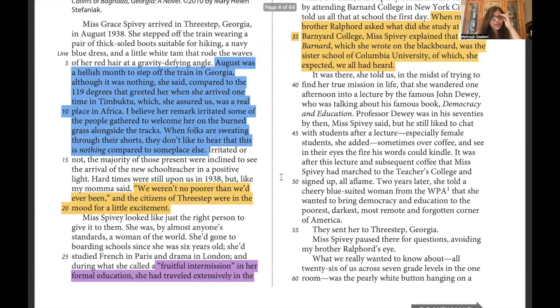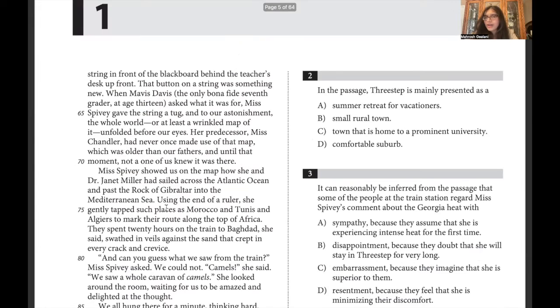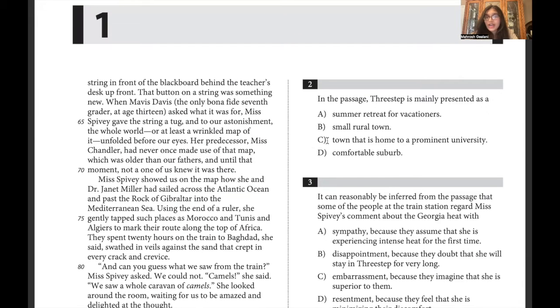So if we go around this area, like line 20, it says, "We weren't no poorer than we'd ever been, and the citizens of Three Steps were in the mood for a little excitement." What do you think this is? So let's evaluate our options here. Again, a summer retreat for vacationers. Well, does this seem like a vacation place? If someone is talking about poverty and how they've always been poor, not really.